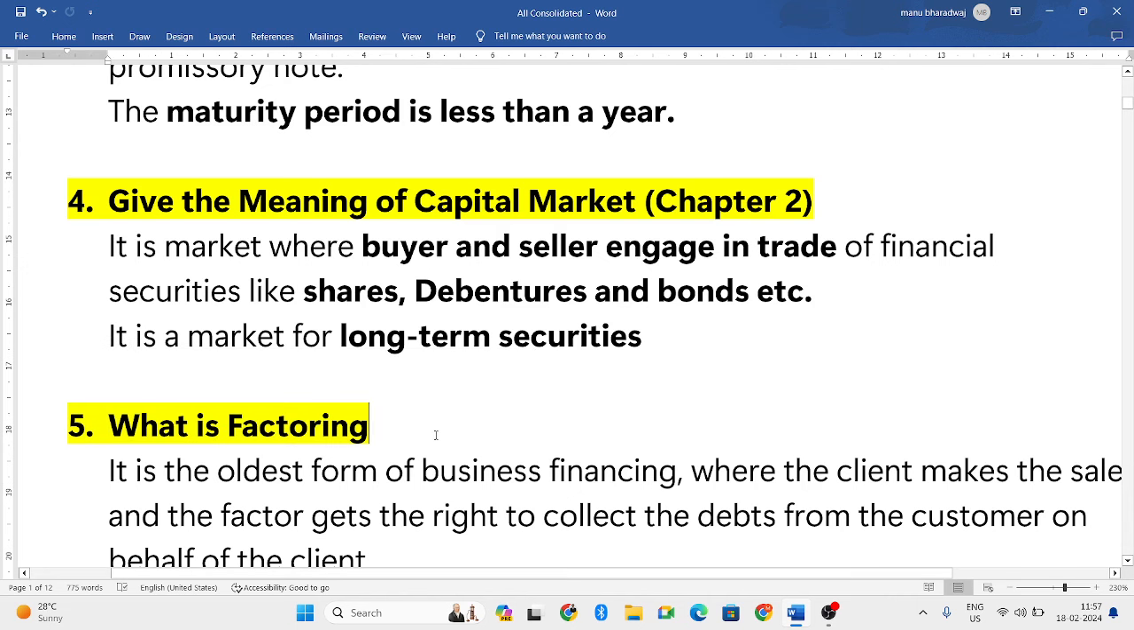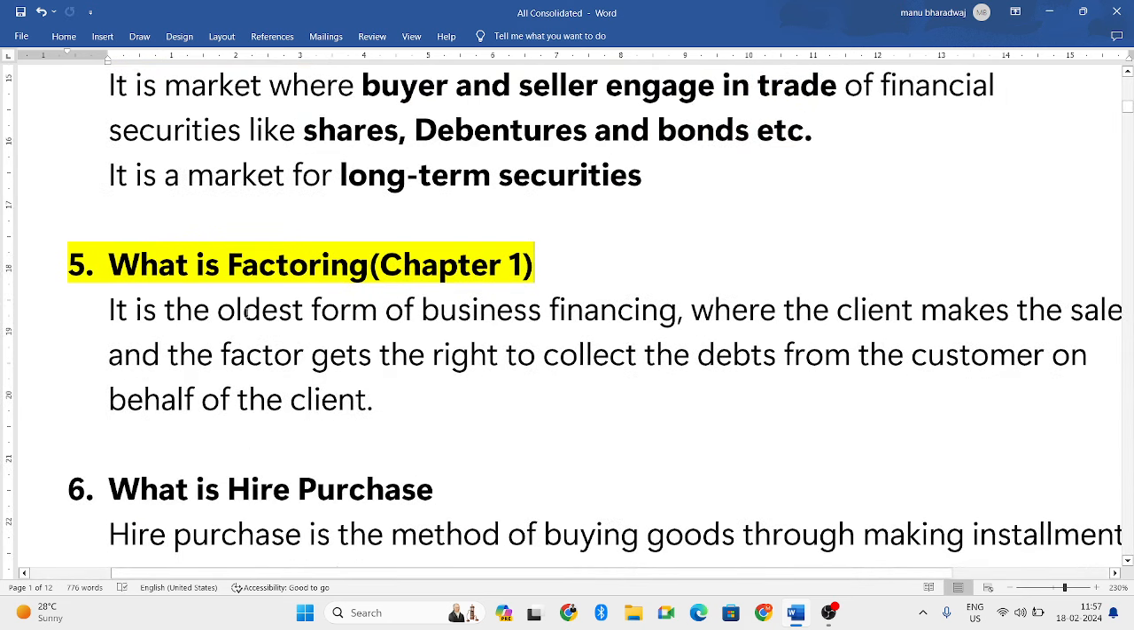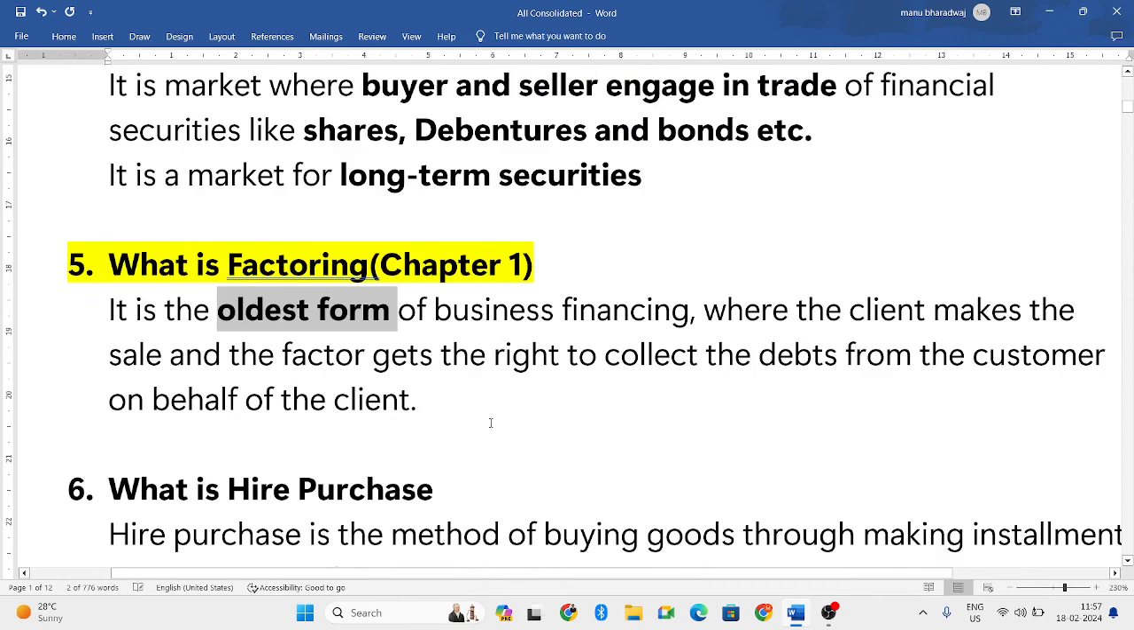Next, what is factoring? This is also from chapter number 1. It is one of the oldest forms of financing. I'll just give the gist. You would have made certain sales to your customers. Now the customer would have taken a credit period, so you would have given the credit period to your customer.